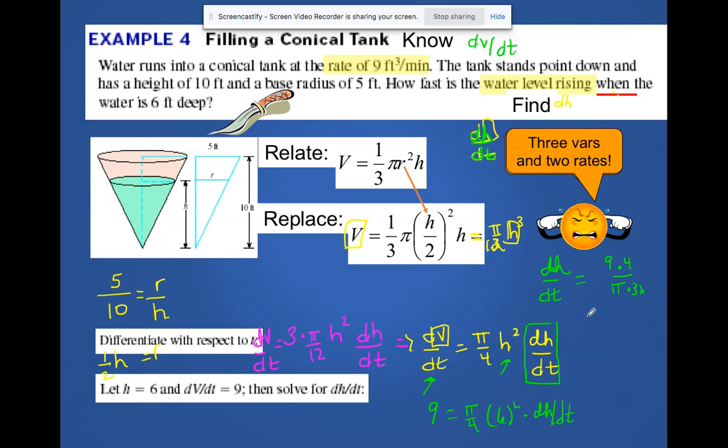And I got out of that units. What am I trying to find? dh/dt should be cubic? No, should be linear.